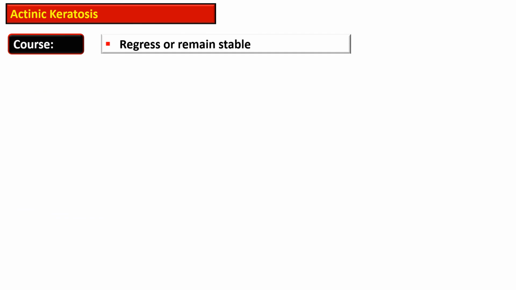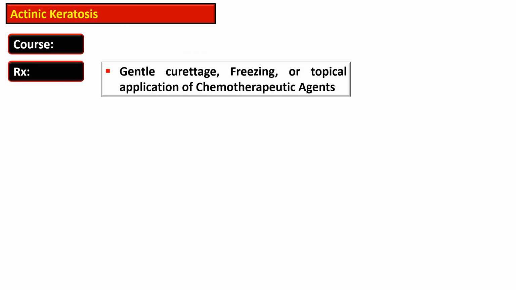So, course of this actinic keratosis, this may regress or remain stable. About 5% of the cases of the actinic keratosis regress, but they have a tendency to transform into malignancy, so should be treated by gentle curettage, freezing, or topical application of chemotherapeutic agents such as 5-fluorouracil.